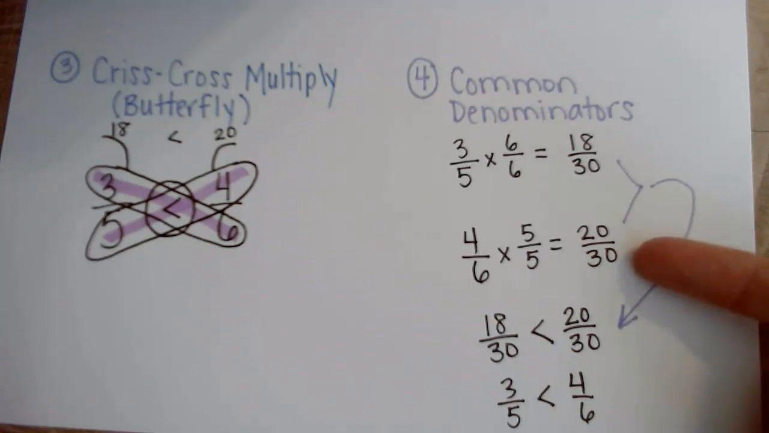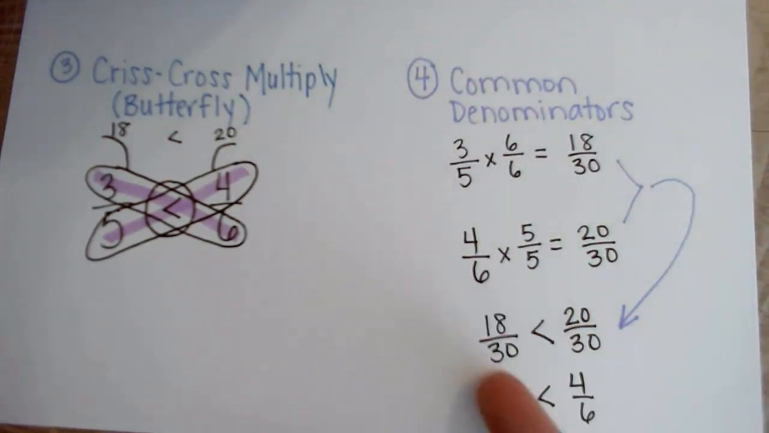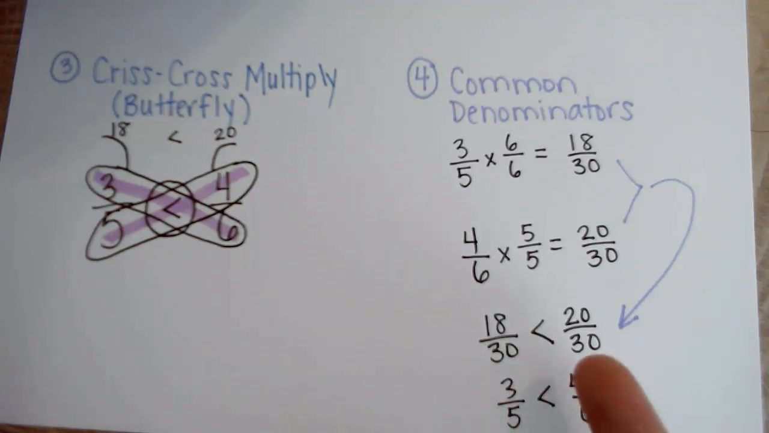I can use these now to compare because they have that common denominator. I see 18 out of 30 pieces is less than 20 out of 30 pieces, therefore 3/5 is less than 4/6. I hope this was helpful. These are 4 common strategies to use when comparing fractions.